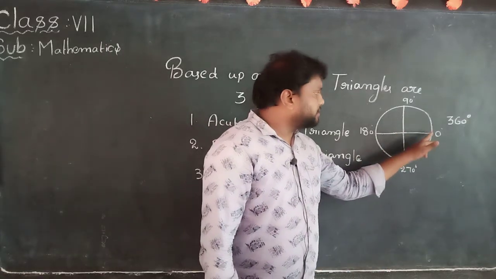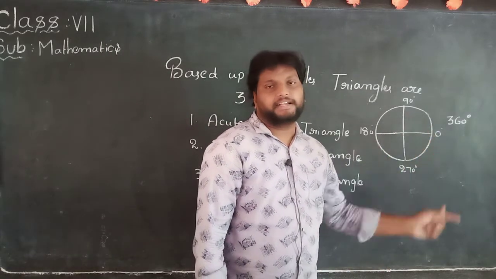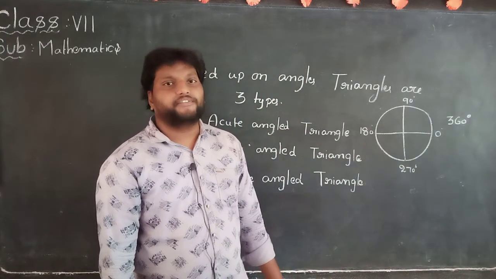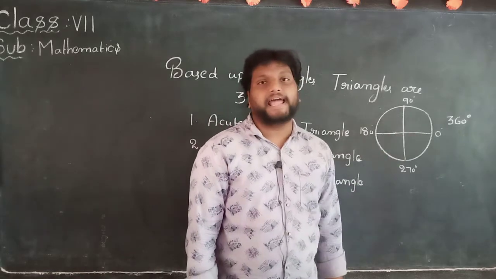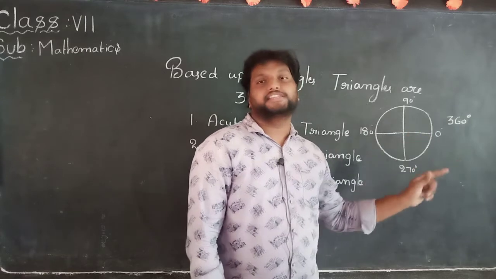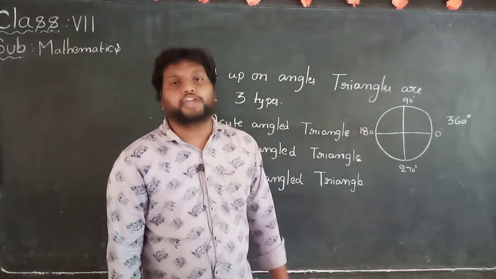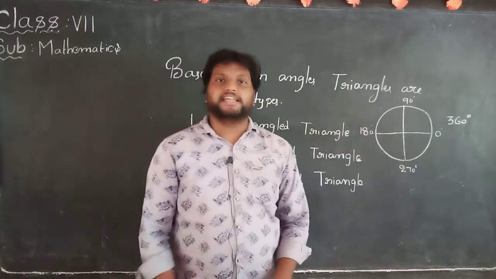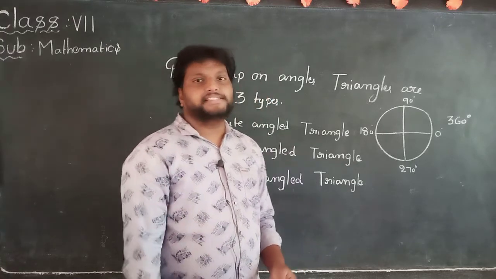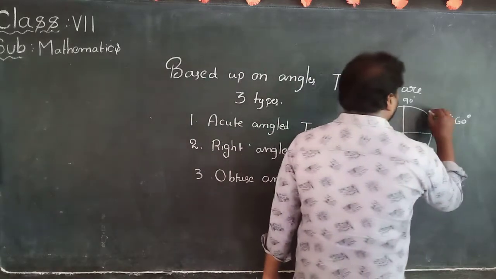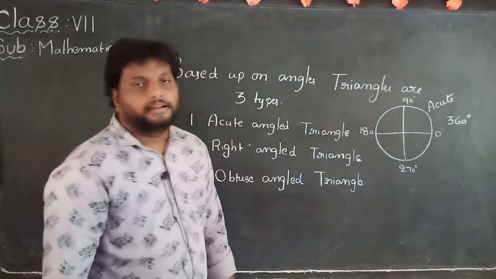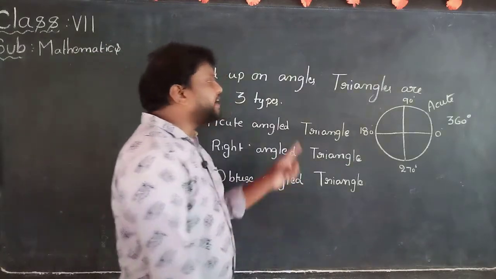Acute angle means the value is more than 0 and less than 90. Any angle between 0 and 90 is called an acute angle. For example, 89 is an acute angle, 1 is an acute angle, 2 is an acute angle, 10 is an acute angle.